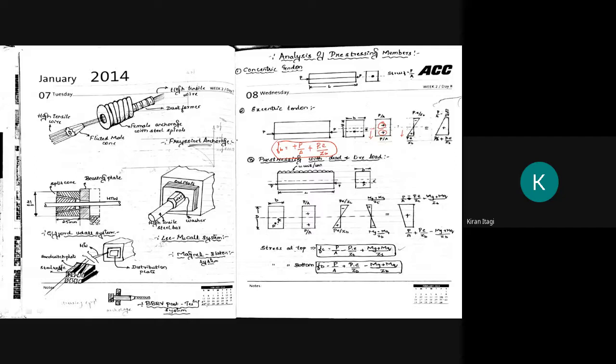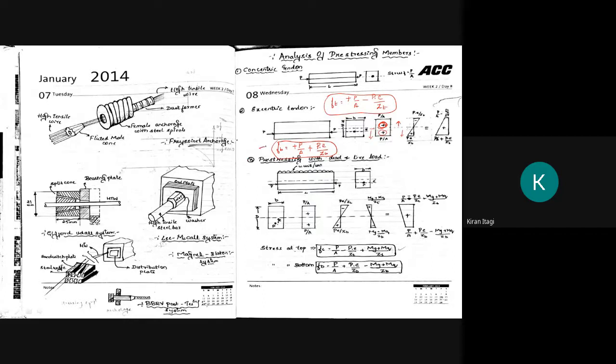Similarly, if I look at the part above the neutral axis, the stress at the top fiber is given by plus P upon A, since here also it is plus, and here it is negative, therefore minus P into E upon ZT. This will be the formula for your top fiber.